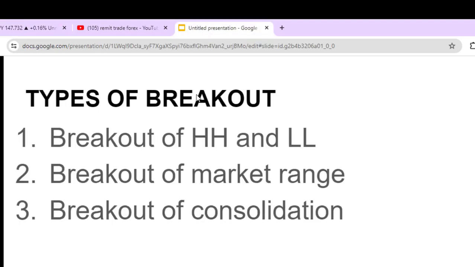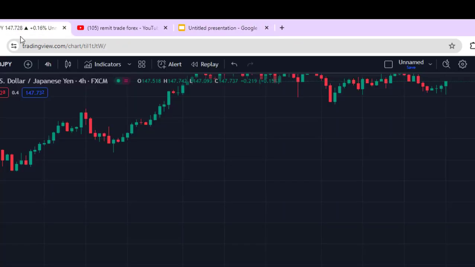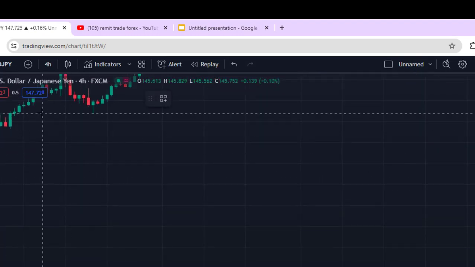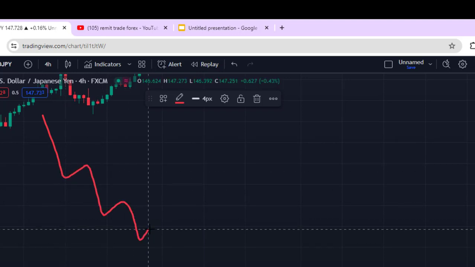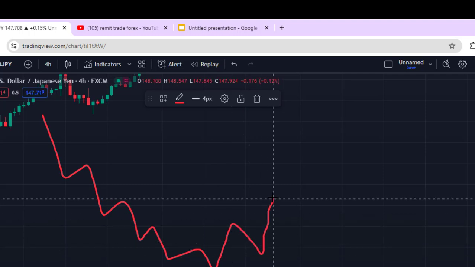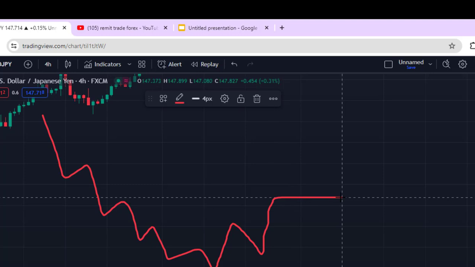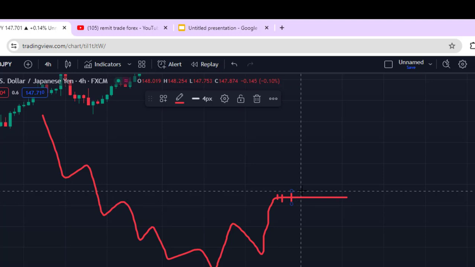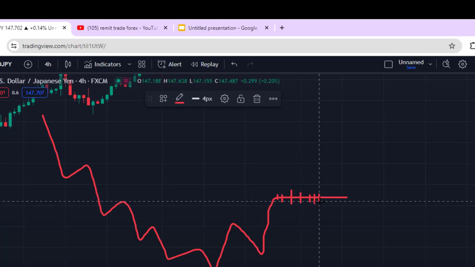Now, the last kind of breakout that I want to talk about is the breakout of consolidation, which is my best kind of breakout. Okay, so the breakout of consolidation, this is how it looks like. Let's say, for example, market was coming back to the downside with lower lows and lower highs, and all of a sudden we see a change in the market direction to the upside. So market move upward and then retrace, move up again, and the market consolidate. Market consolidation means that the candles are moving side by side.